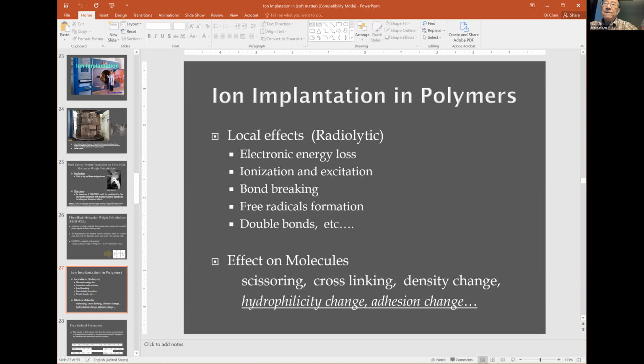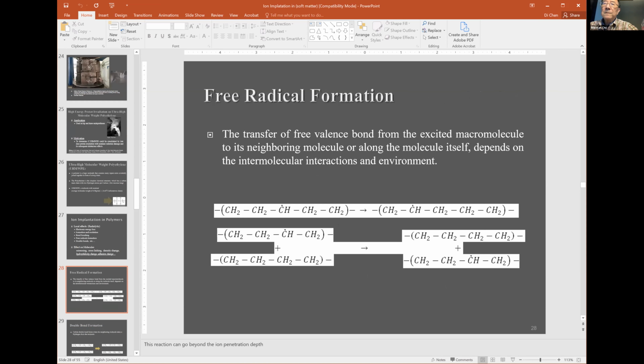The next view graph. This polymer has a very long chain, CH, CH2, and so on. Once you bombard it with protons, and a proton is a hydrogen ion, you can break the bond, or you can cross-link, making different molecules.